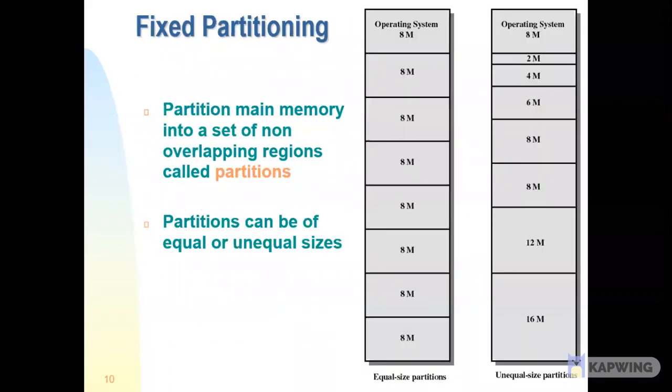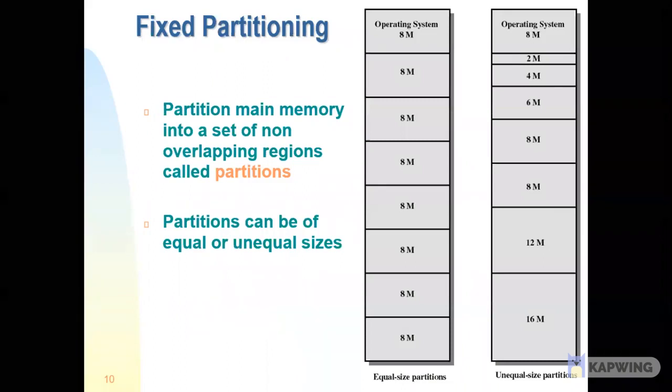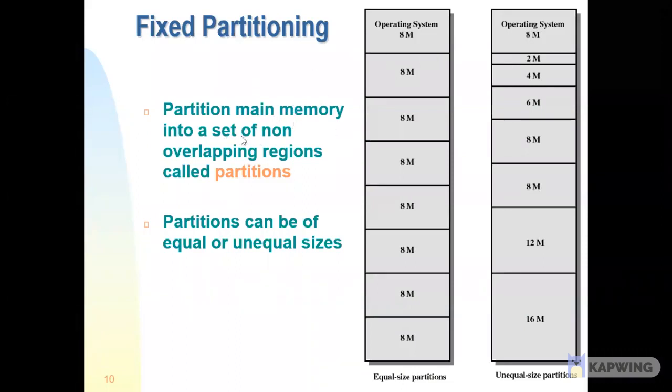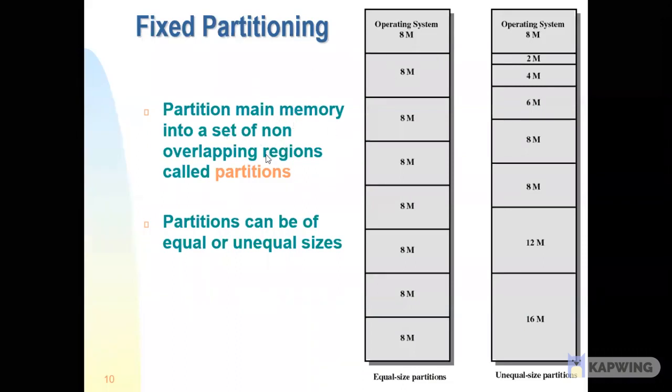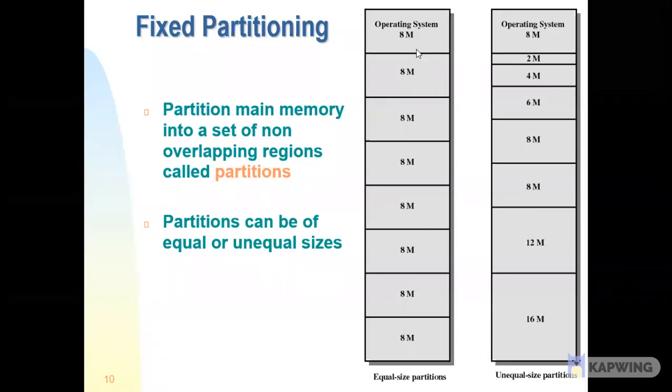Simple fixed partition. First one is your fixed partition. So what happens in this fixed partition? Same size blocks. So partition main memory into a set of non-overlapping regions called partitions of same size. Partitions can be equal or unequal size.